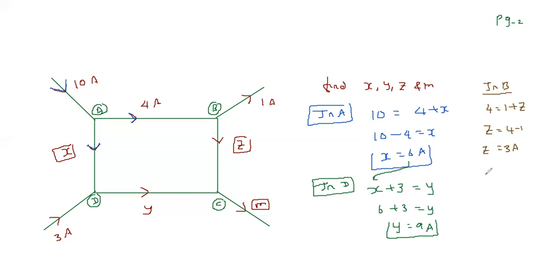If you see junction C, incoming current is Y plus Z. Outgoing current is M. Y we already know is 9, Z is 3. 9 plus 3 is 12 ampere. Is it clear?